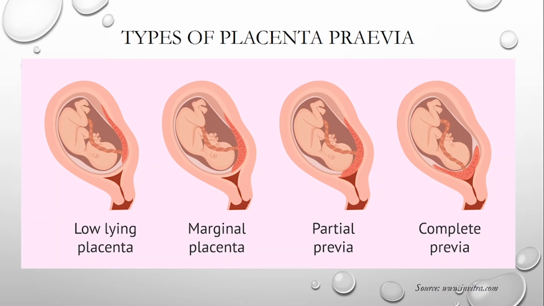Let's have a look at this diagram. You can see the placenta here. This placenta has encroached on the lower segment and it sits some distance from the level of the internal os. This is the low-lying placenta, type 1 placenta previa.